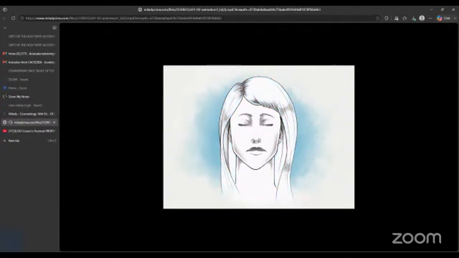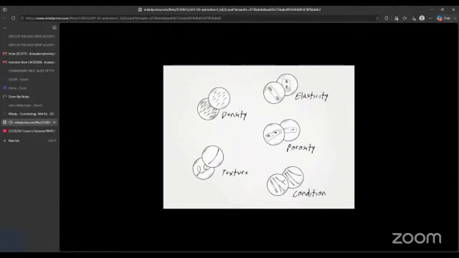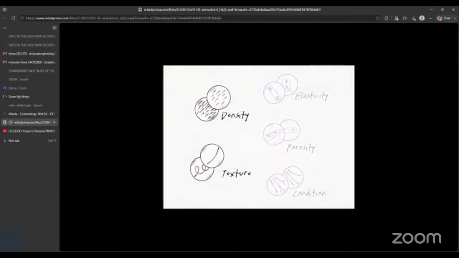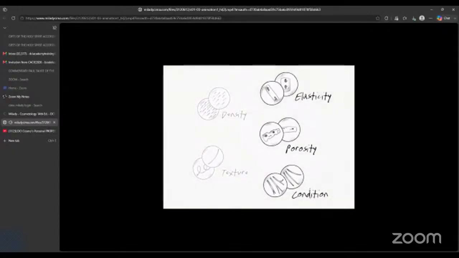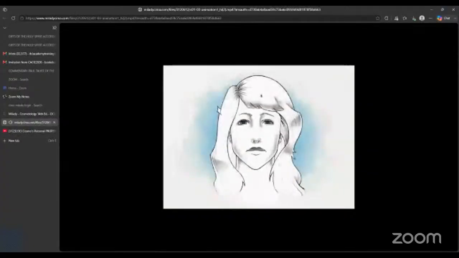So that's a wrap. 5 traits: density, texture, condition, porosity, and elasticity. Hair's born with density and texture. People determine condition, porosity, and elasticity. All of them matter, none are good or bad. You just need to control them, and if you can do that, every day is a good hair day.